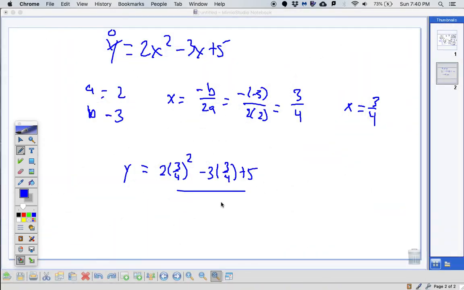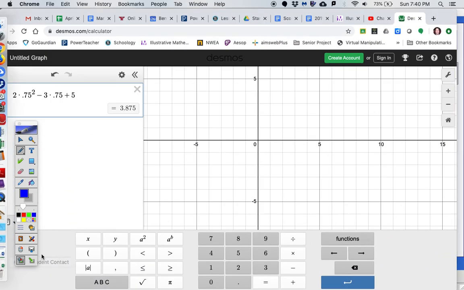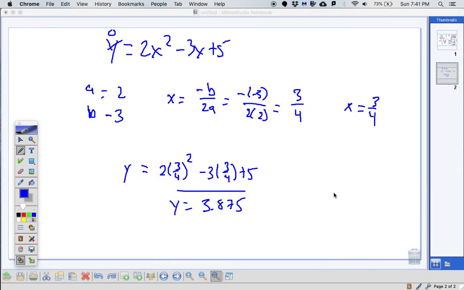So going back here, this answer is y is equal to 3.875. I'm going to just double check, make sure I have that right. 3.875 is correct. So our vertex is going to be 3/4 or 0.75 and 3.875.